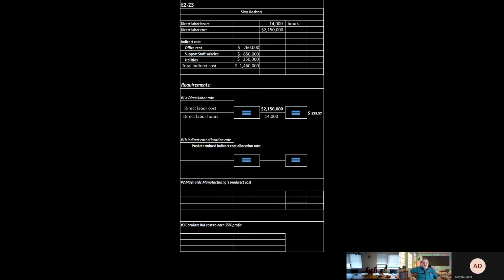And so if you look at the top of the spreadsheet, that's what we've done. We've taken the rent and the support salaries and the utilities, and we get the 1,460,000. See that? Okay. So now we know what our total indirect costs are. So how do we get our indirect rate? You take that number divided by the support staff salaries and then get their hourly pay.